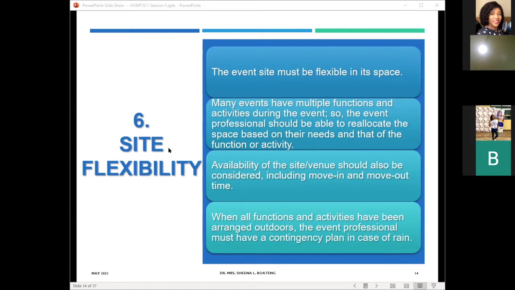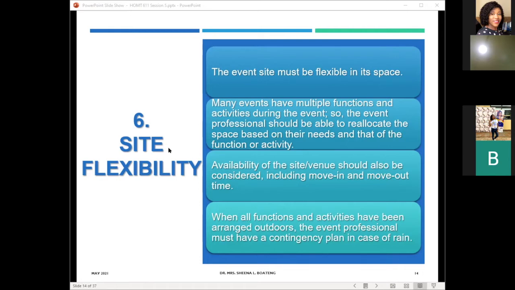But the ideal thing is for an event space to be flexible enough such that in case there's an unforeseen event like rain, this event space is flexible enough to work with the event professional as part of the contingency plan to make the indoor location accessible so that people can get out of the rain. Wouldn't that be a fair arrangement?